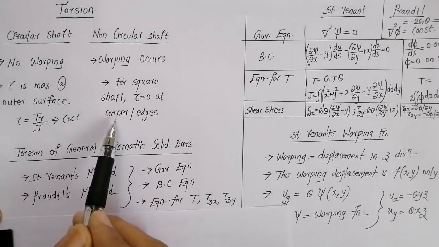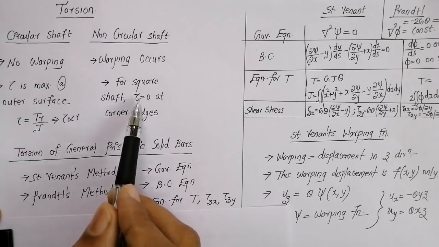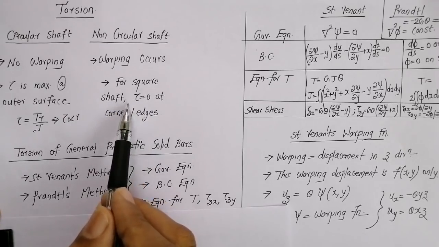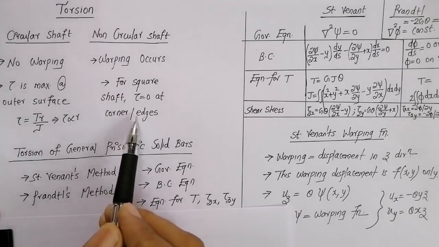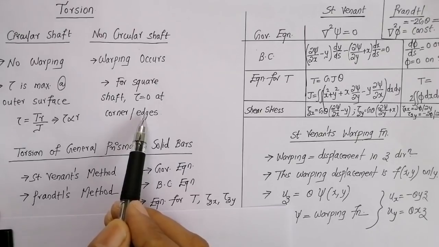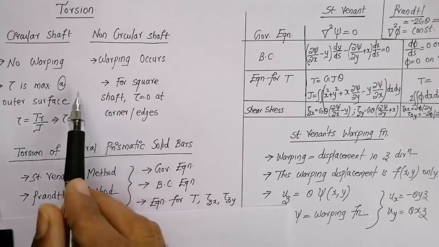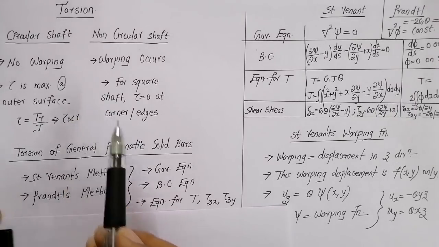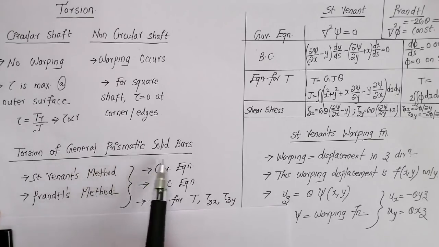Whereas in a non-circular shaft, here I have not mentioned non-circular in general, I have mentioned specifically a square shaft or a rectangular shaft, the shear stress will be 0 at the corners or edges of the shaft. At the outer surface, if you take the corner or edges of the shaft, the shear stress will be 0. So if you are asked the difference between circular and non-circular shafts regarding torsion, you can explain with these 2 points.